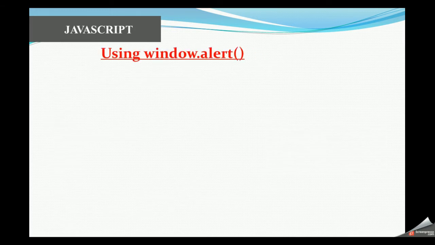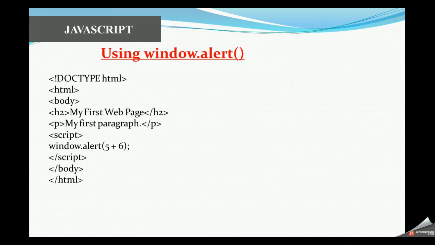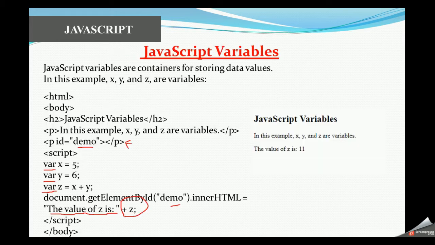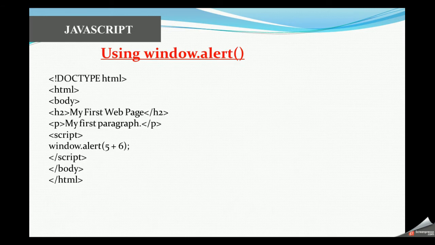Now, window.alert is the next way to get your output. You have seen two ways so far: document.write, and innerHTML, where you write document.getElementById in brackets with double quotes the id name, dot innerHTML is equal to whichever variable you want to store. The third thing you will be seeing is window.alert. window.alert means if I want a pop-up to appear, then you will be using the method window.alert.